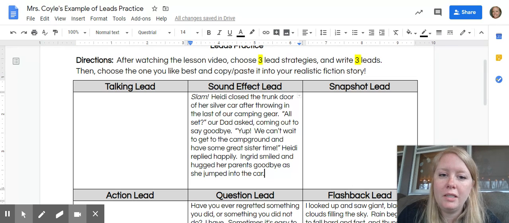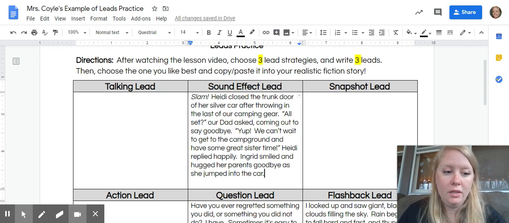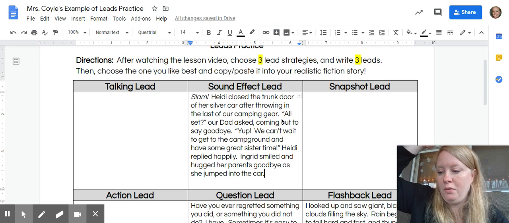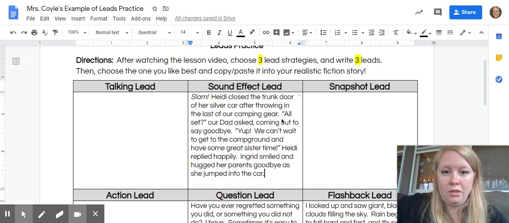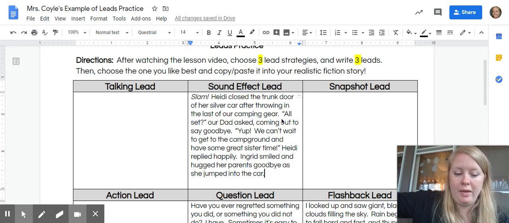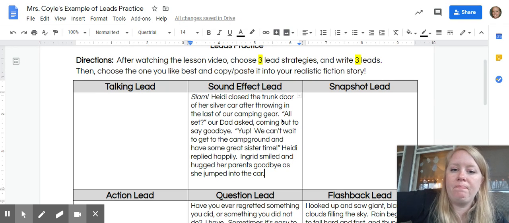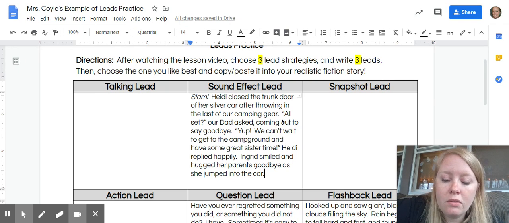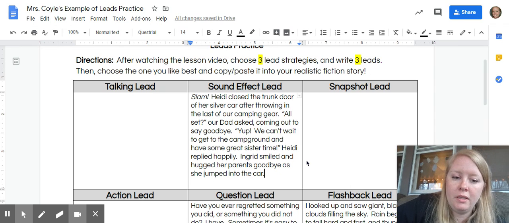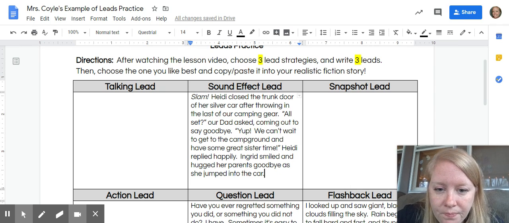So I did the sound effect lead because I always think about when you're traveling and you have that final slam of the trunk door as your last bag is packed. Slam. Heidi closed the trunk door of her silver car after throwing in the last of our camping gear. "All set?" our dad asked, coming out to say goodbye. "Yup, we can't wait to get to the campground and have some great sister time," Heidi replied happily. Ingrid smiled and hugged her parents goodbye as she jumped into the car.